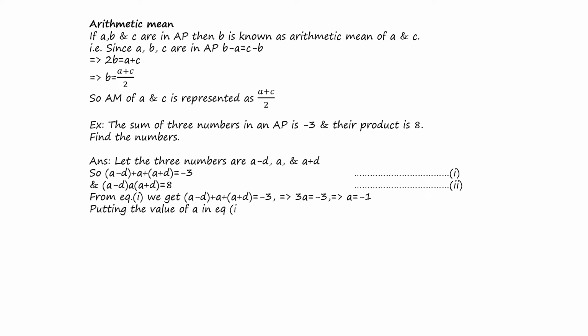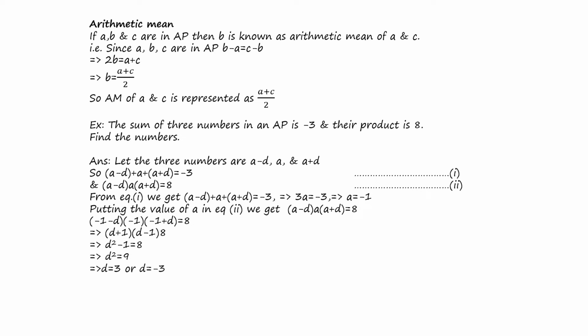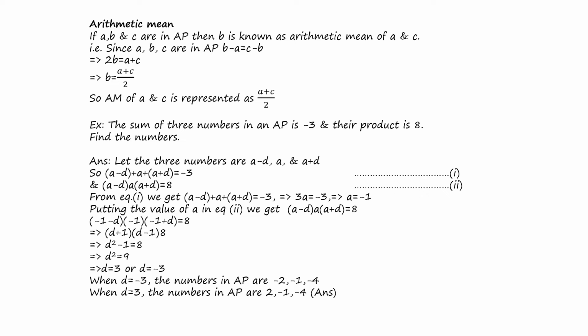So putting the value of A in equation 2, we get minus 1 minus d into minus 1 plus d equals 8, or on solving we get d square minus 1 equals 8, or d square equals 9, or d equals 3, or d equals minus 3. For d equals minus 3, the numbers in AP are 2, minus 1, minus 4, and for d equals 3, the numbers in AP are minus 4, minus 1, 2.